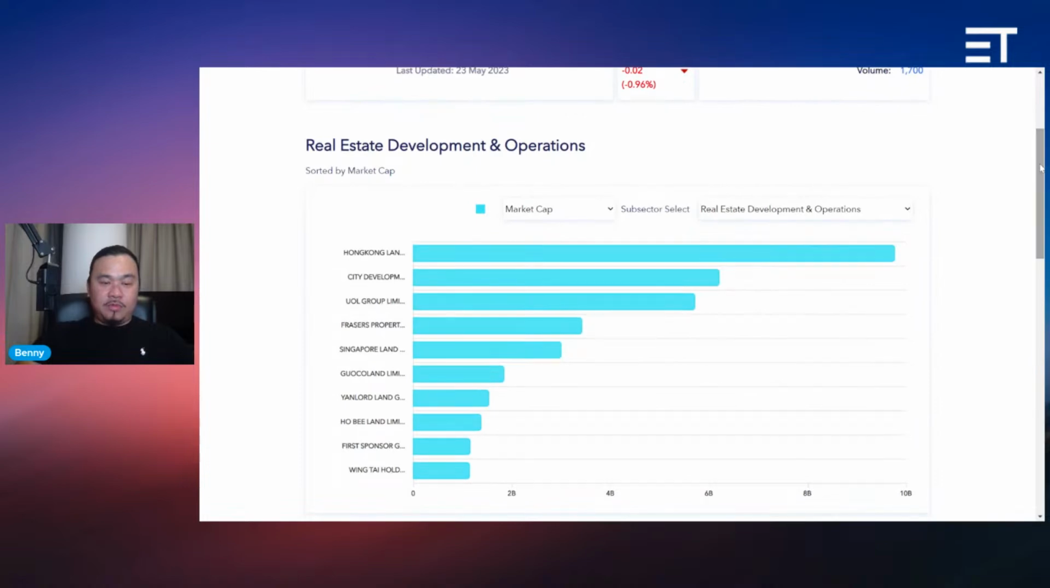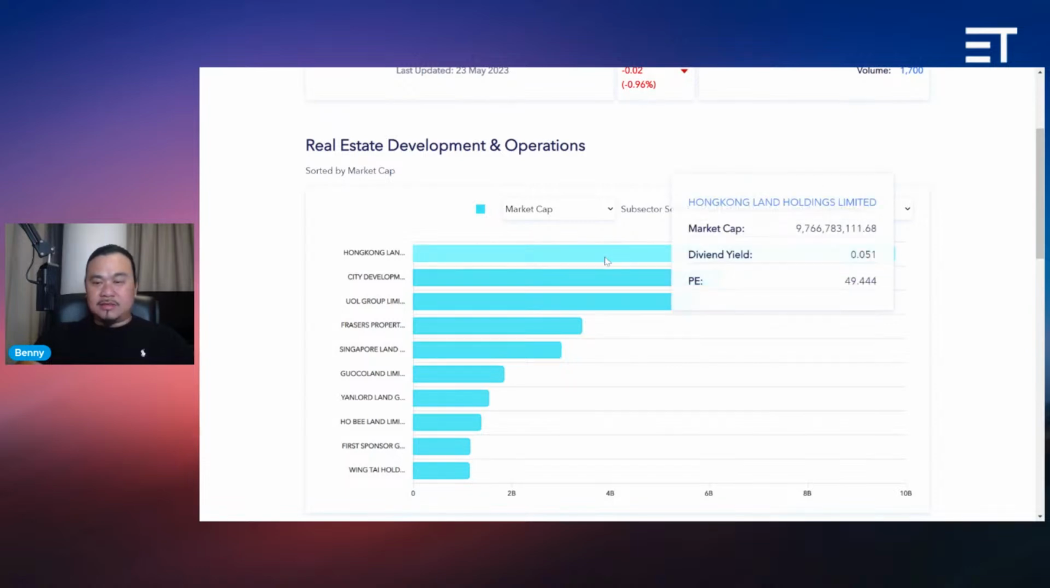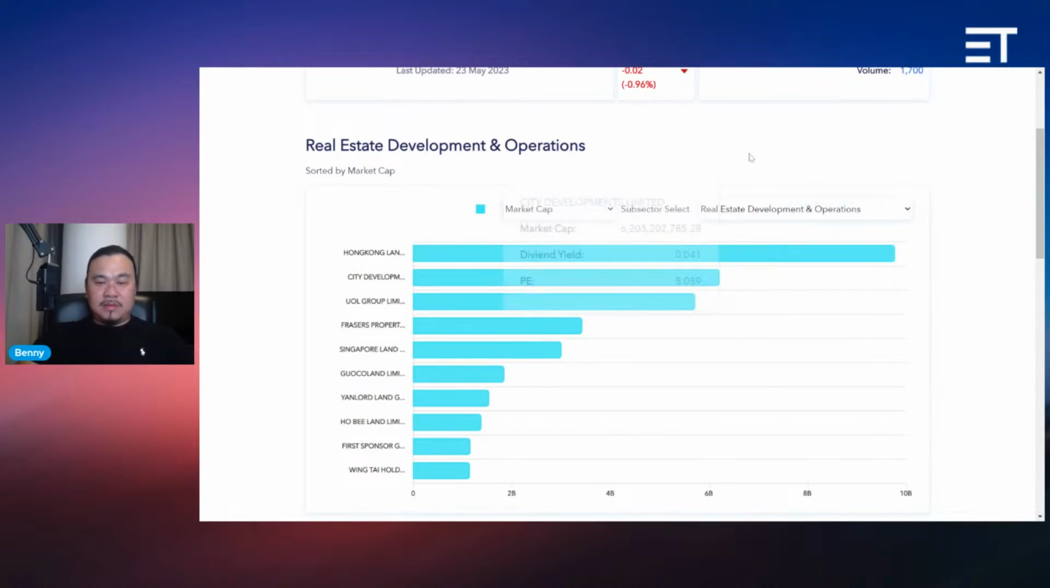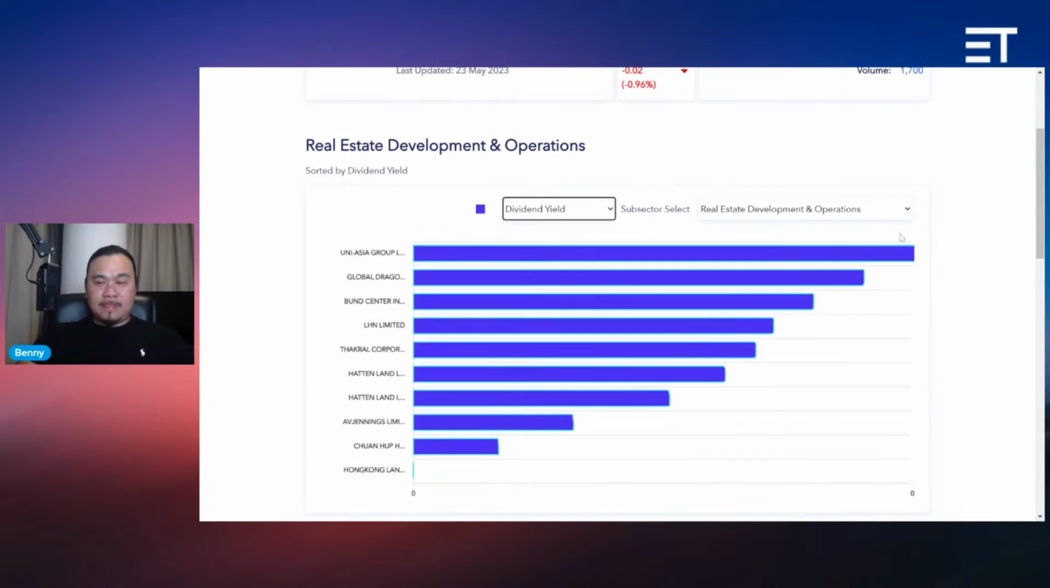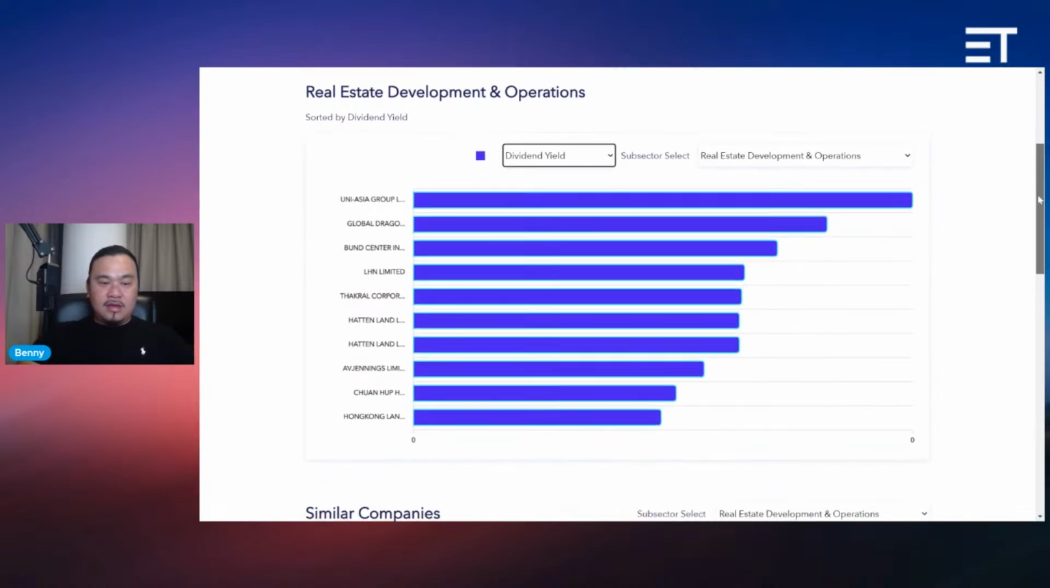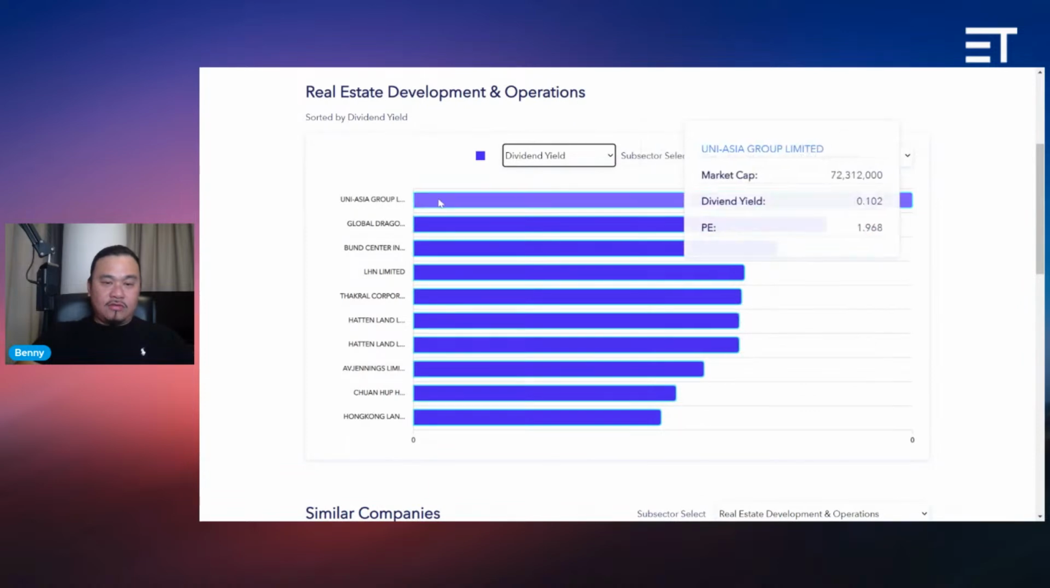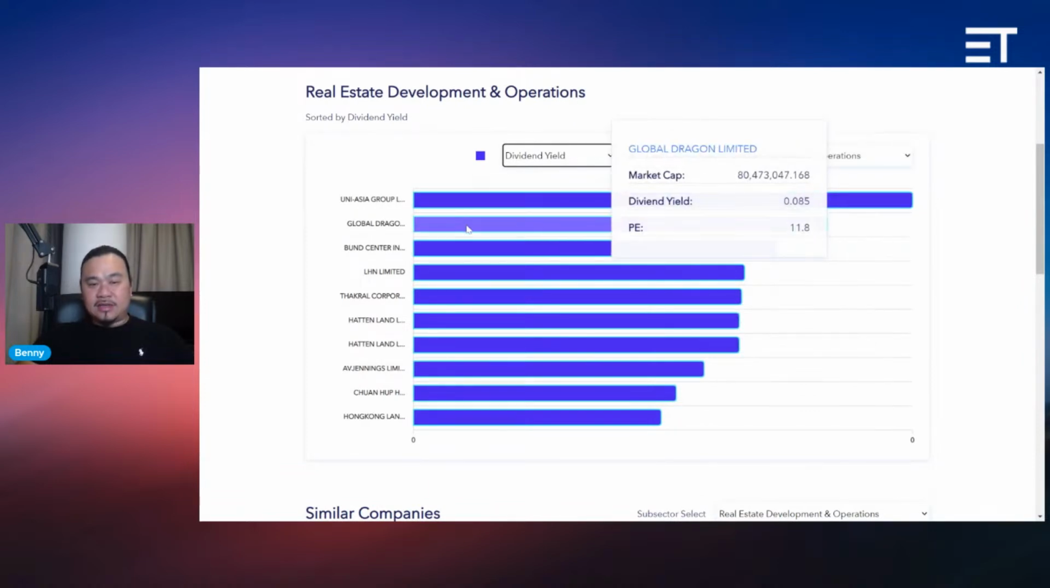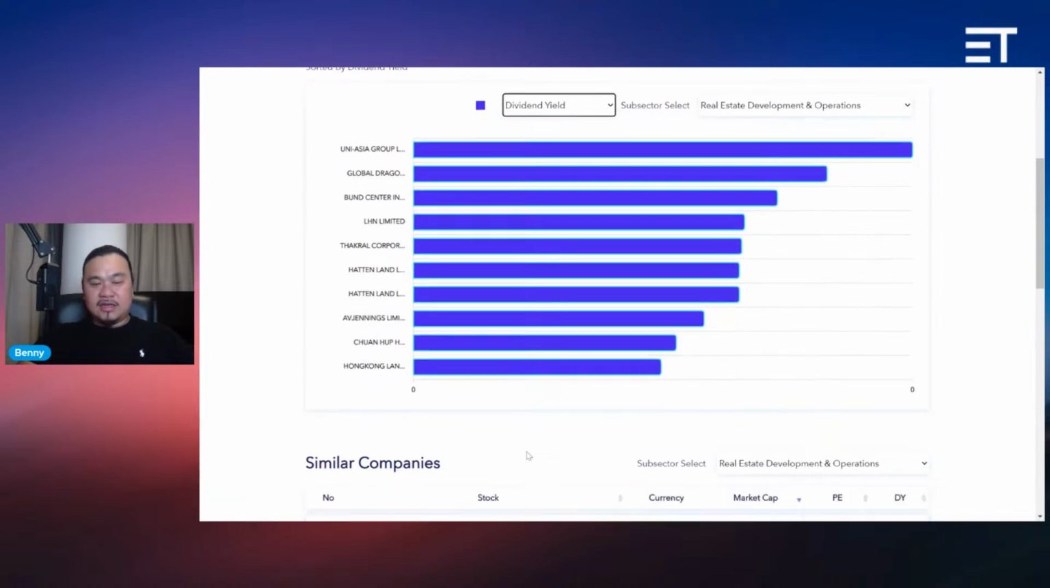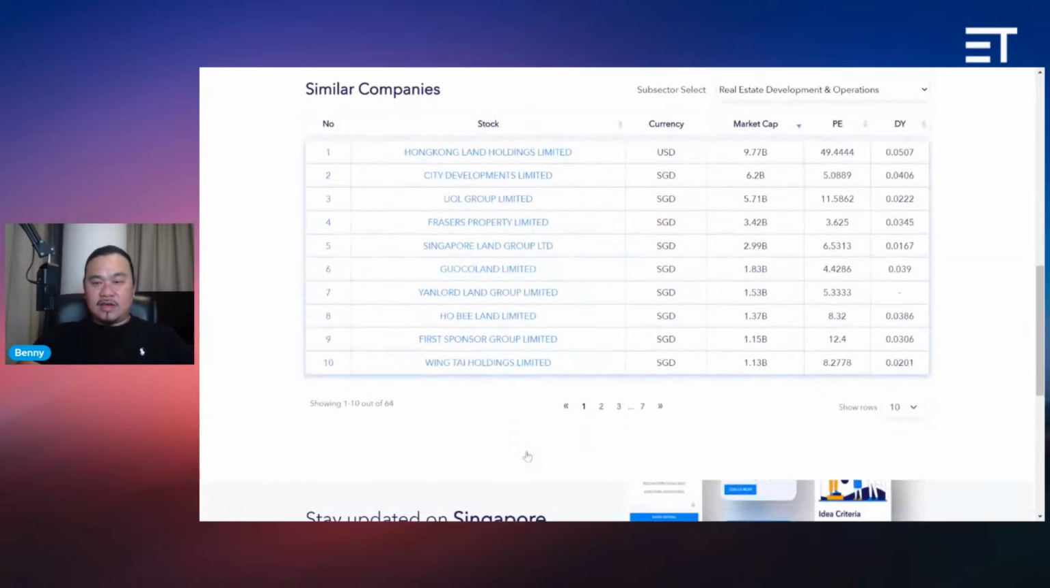All right, so Hobby Land is here. Okay, this is in terms of market cap. So the biggest, of course, right now in terms of market cap is 9 billion Sing dollars, and that's Hong Kong Land. City Development is about 6 billion. But of course, I can also look at, for example, the dividend yields. Okay, currently, Uni Asia Group, Global Dragon, these are the ones that provide the best yields currently for the property sector. Okay. So you can look at down here as well.